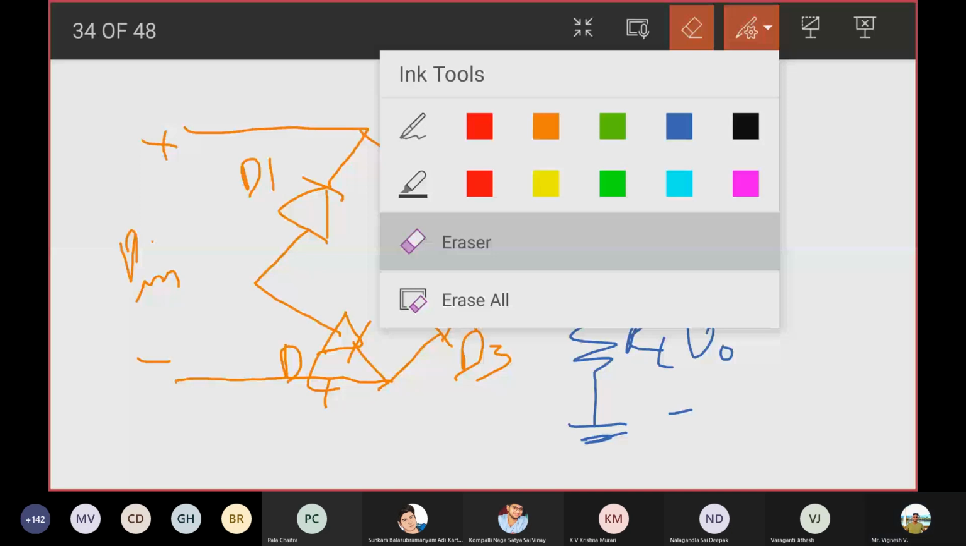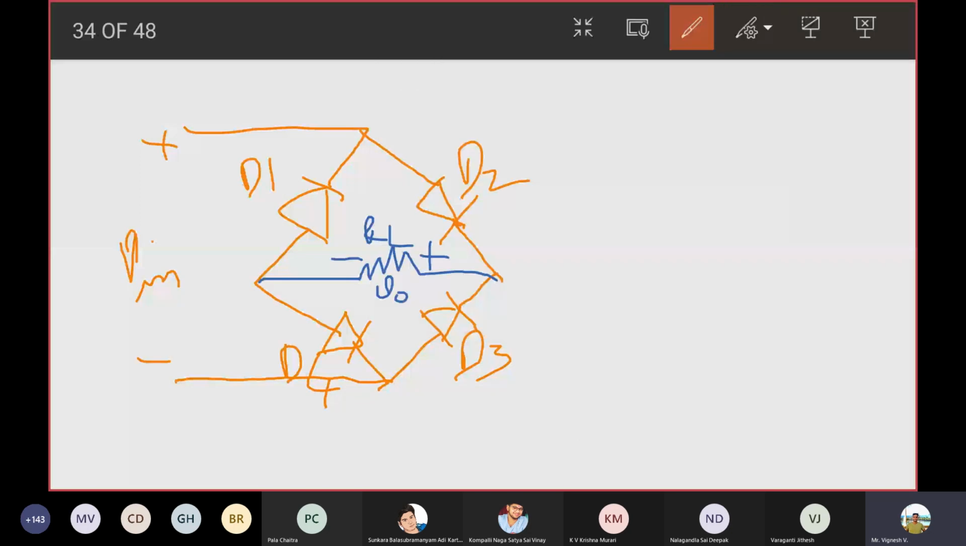RL. This I'm calling V0. When you're drawing, please ensure that the diodes D1, D2, D3, and D4 are connected perfectly as I have shown here. If you change the diode direction, obviously the circuit itself is wrong. Very important for you to look at the diode anode and cathode of all the 4 diodes.